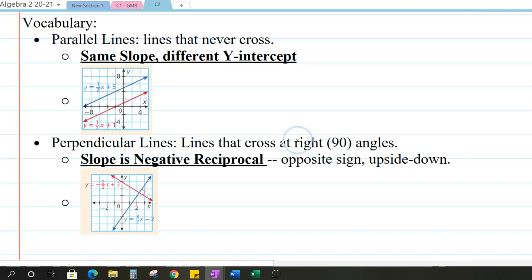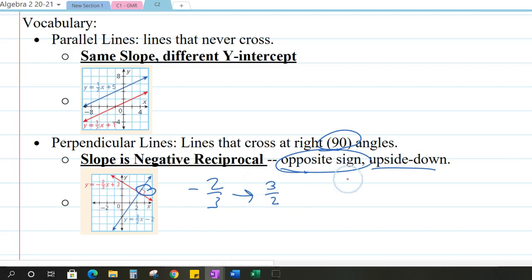Perpendicular lines. Perpendicular lines are lines that cross at 90-degree angles. Very specifically, they make a right angle where they cross. The slope is a negative reciprocal. That means you flip the sign and you flip the slope upside down. What does that mean? If one slope is negative 2/3, the other slope is going to be positive 3/2. We changed the sign and we flipped the fraction upside down.